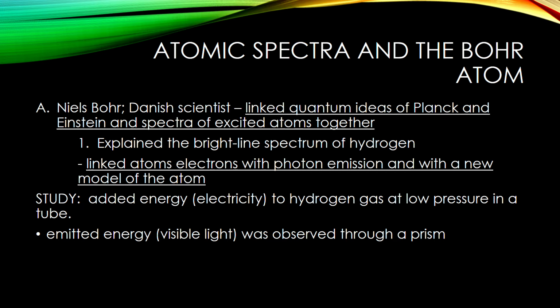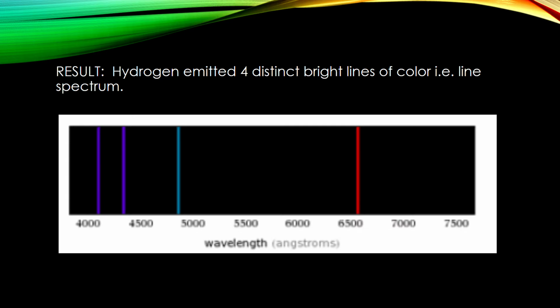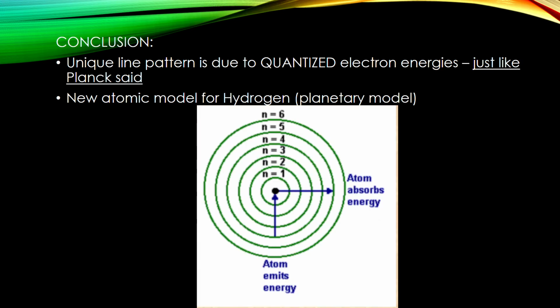What he did was he added electricity to hydrogen gas at a low pressure in a tube, and it was kind of like a neon light. It gave off visible light that was observed through a prism. And what he saw was this. We have these four very distinct lines. He said that this line pattern is due to the quantized electron energy.